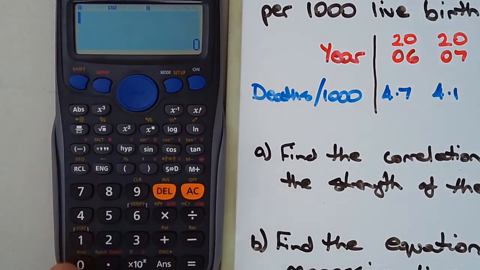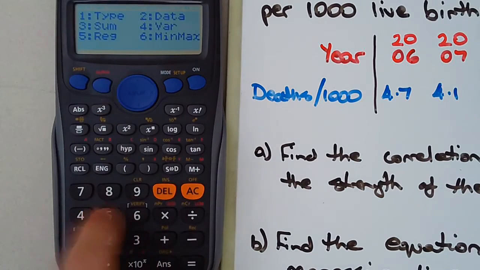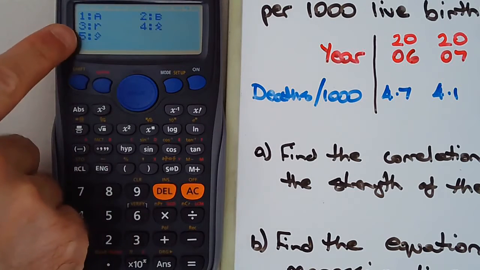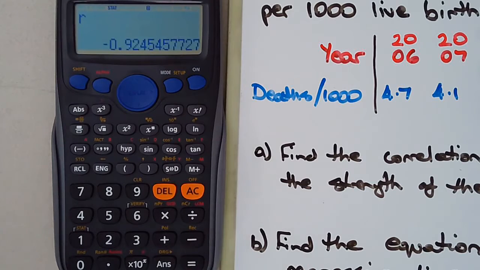Shift 1 to bring up the stat menu, and then we press number 5 for regression, and number 3, which is the correlation coefficient, and we get negative 0.92. So R is equal to negative 0.92. According to the scale, that represents a strong negative relationship.